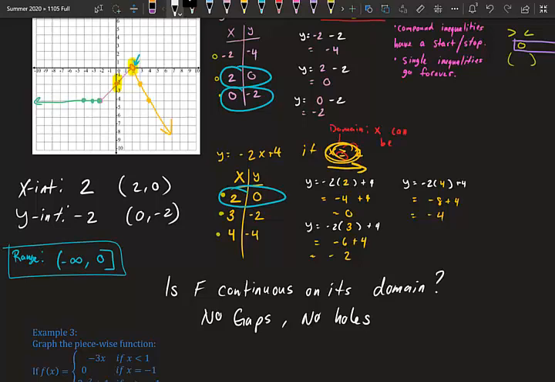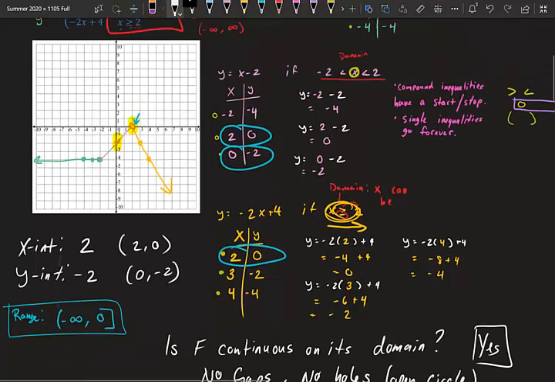So a gap means literally there's a gap in the graph, and the hole means open circle. There are no open circles here because everything got filled in. And everything is connected on this graph. So since that is the case, the answer is yes. f is continuous on its domain.